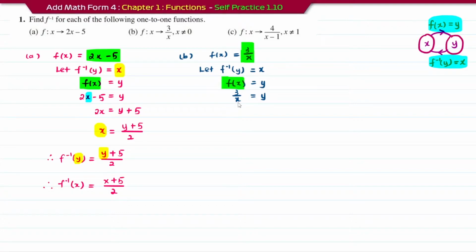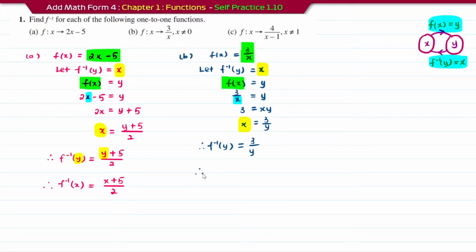So now let's make x the subject of the formula. So I'm going to move the x to the other side. It will become 3 equal to xy. Then I'm going to move the y to the other side here. So x is equal to 3 over y. So the x here is referred to as the inverse f of y. Therefore, it will be equal to 3 over y.